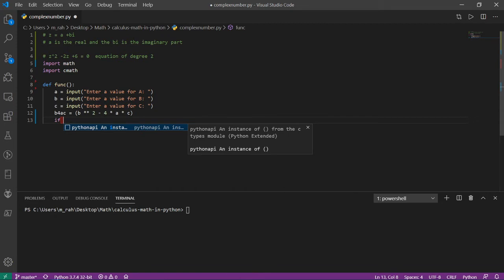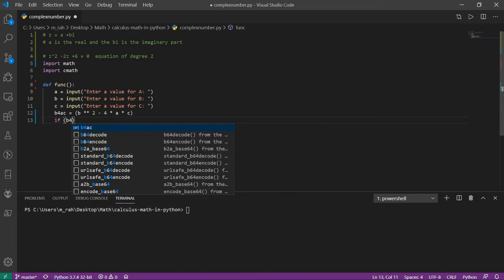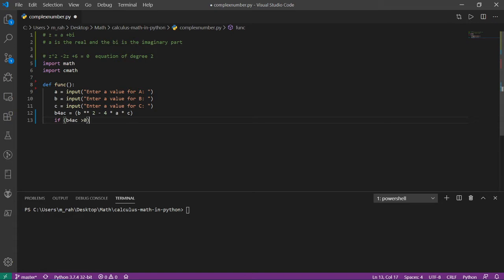Now I'm checking for a condition. If this value, b squared minus 4ac, is greater than 0, so if it is positive, I just do the normal quadratic equation. I create a variable here again, and I call math.sqrt of b squared minus 4ac. If this value is greater than 0, I take the square root of that and solve for set1 and set2.